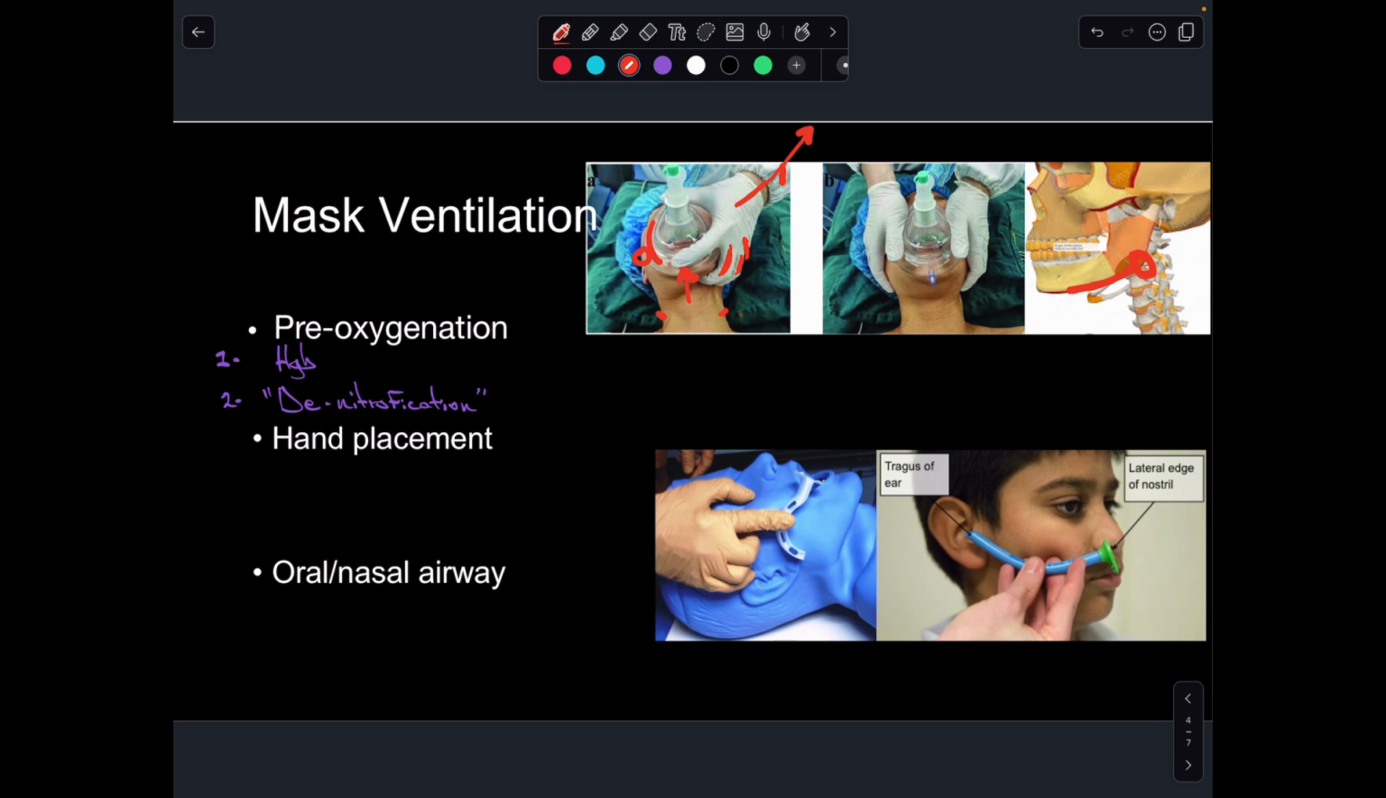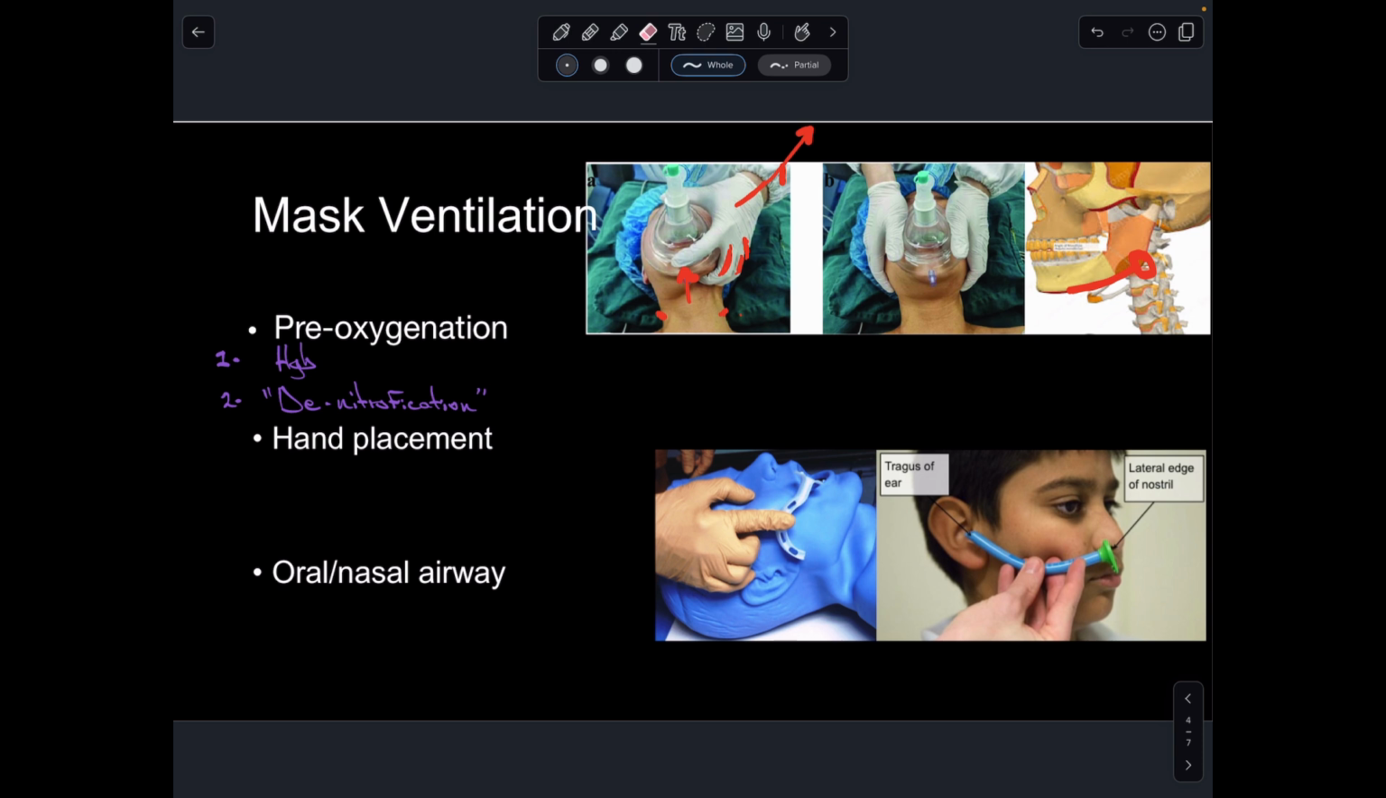Another aspect, if you have a leak, is to have a properly fitted mask. That's shown pretty well in this image. You want the bottom edge of the mask to be sitting between the lower lip and the chin, and the top edge of the mask to be on the bridge of the nose. If you have too large of a mask, it's going to make it much harder to form an adequate seal. They make different sizes of masks that you can use.